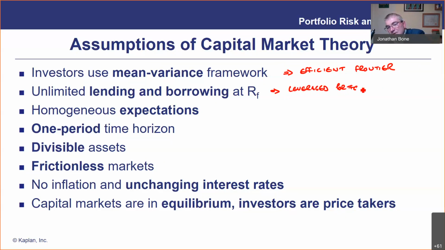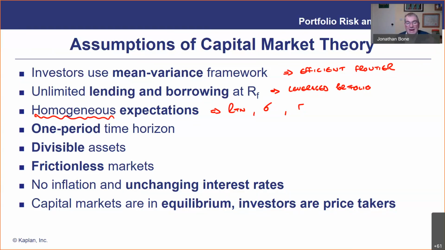In other words, you can borrow at the risk-free rate and invest more than 100% of your wealth in the market portfolio. Homogeneous expectations of what? Assets, expected returns, assets, expected risks, assets, expected correlations or covariances. Okay, homogeneous. Implication, there is only one minimum variance frontier, and therefore there is only one efficient frontier.